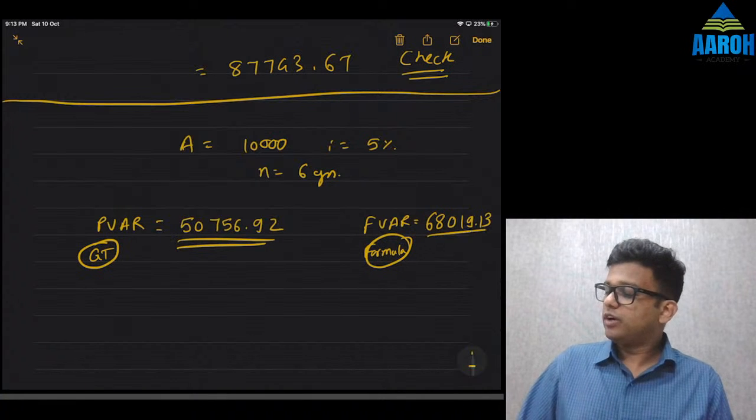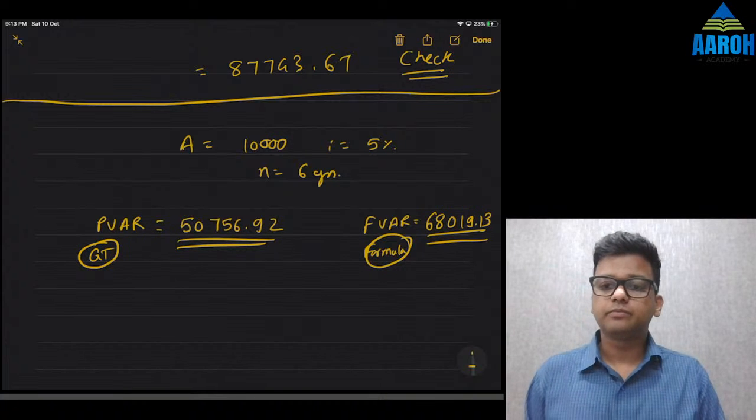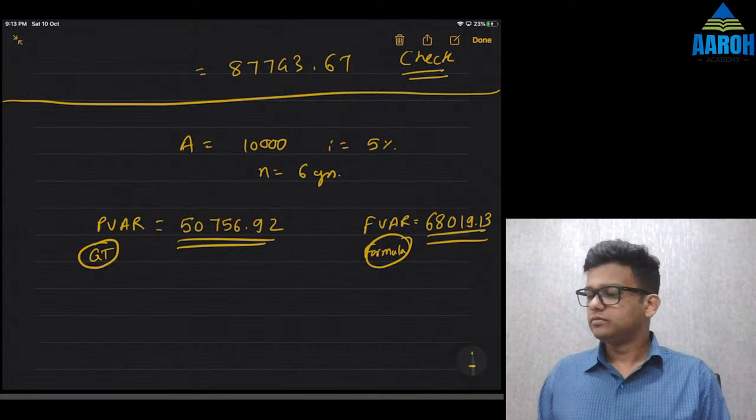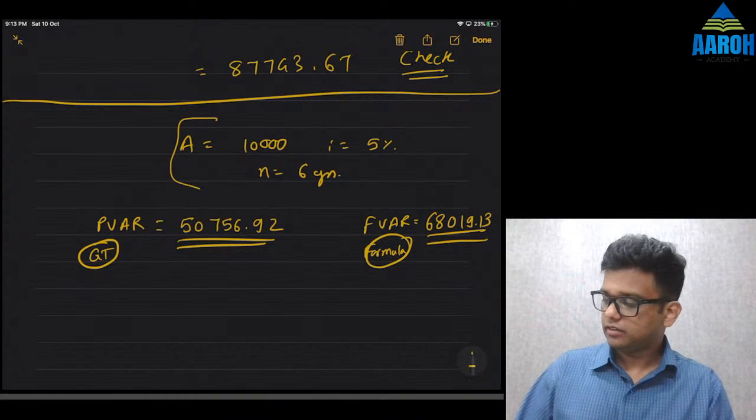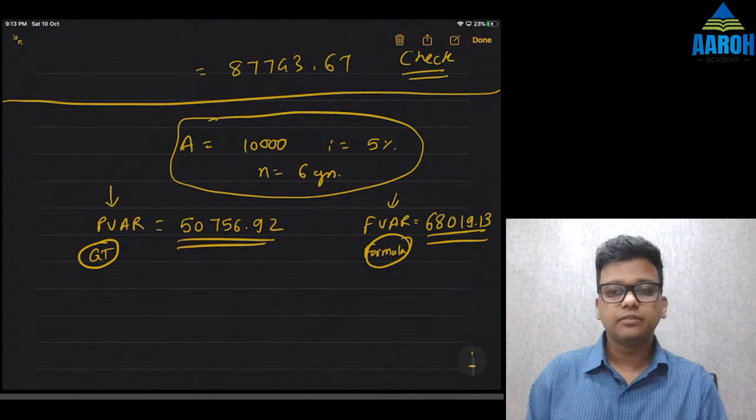Let me know if you have got this. ये दोनों आया. If you have got this, then we can go ahead. A is 10,000. I is, no, this is the question. And you have to find PVAR and FVAR.